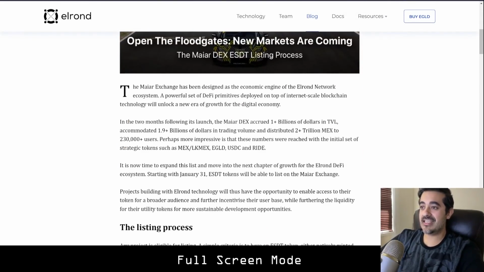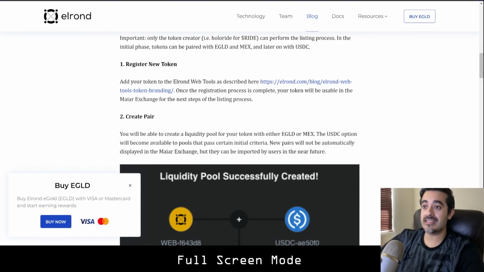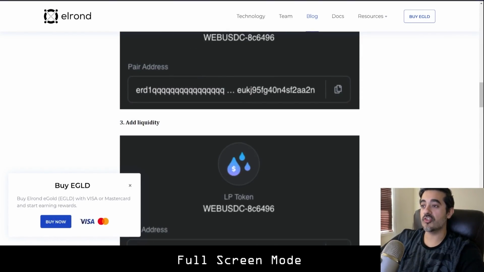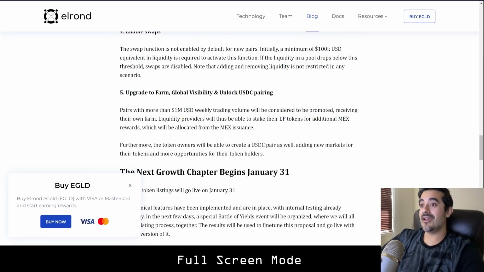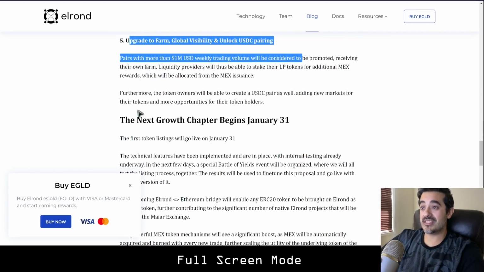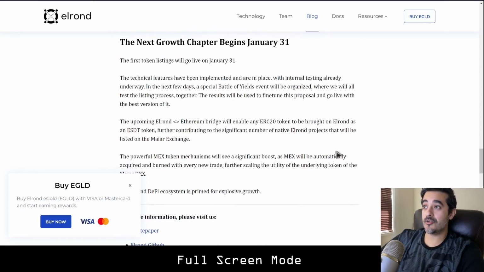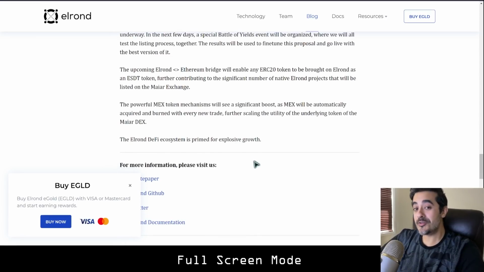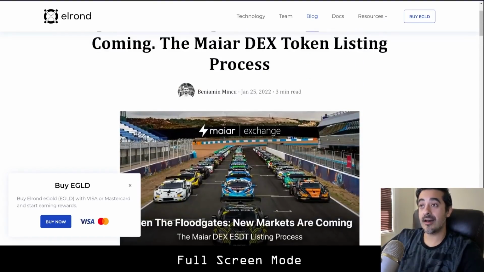So what is this? In the gist of it, this is telling us the listing process to register tokens, create your liquidity pools, put in your liquidity, and enable swapping, add farms, global visibility. It tells you how to do those things. And this is all beginning on January the 31st. That's 2 days away. So basically in 2 days, there is going to be a listing process to allow new pairs to start coming onto Elrond.